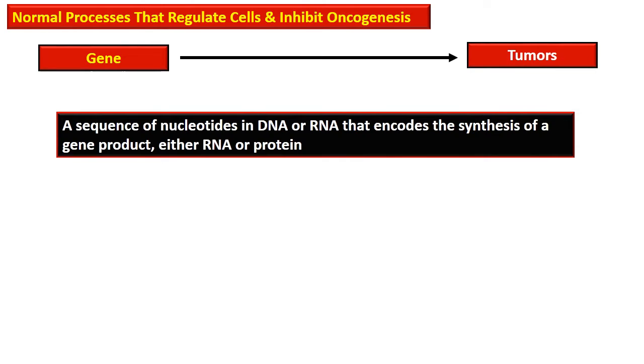Now there are areas in the genome that were considered non-coding earlier, and they later proved to produce new classes of RNA, and these RNAs influence gene expression. So the definition of the gene is now a sequence of nucleotides in DNA or RNA that encodes the synthesis of a gene product, either RNA or a protein.